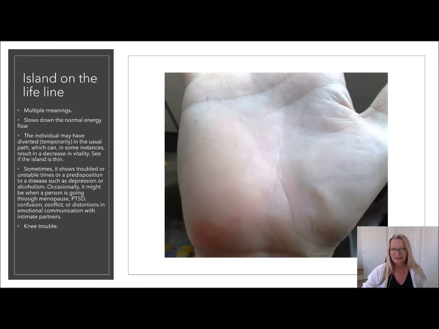Now we're talking about the island on the lifeline. This is talked about a lot, and people panic about it because it looks like something a little bit uncertain. So the island needs to be clearly the line splitting and then joining back again. Be careful not to confuse other crossing lines with an island.